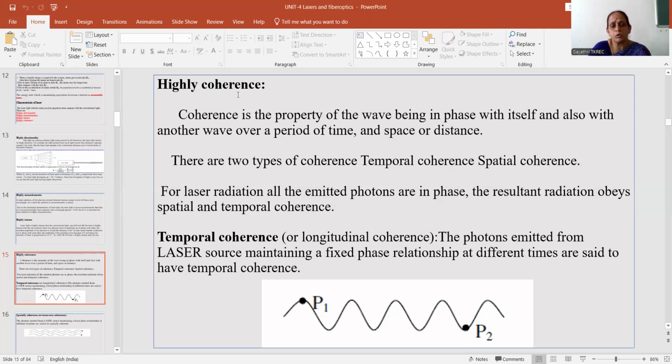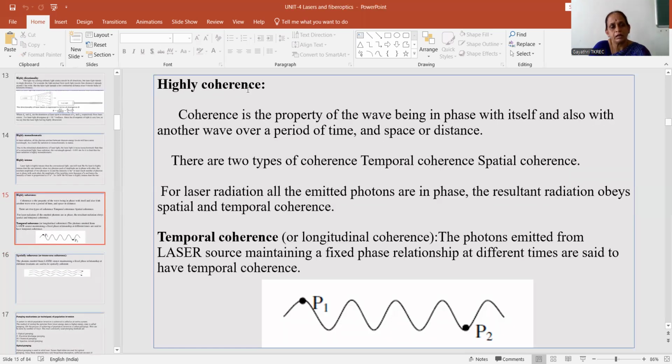In the case of temporal coherence, which is also called longitudinal coherence, we are considering a single wave which maintains a fixed phase relation between the laser source at different times, at two different points on the same wave. That is called temporal coherence. If you see, P1 and P2 are two points on the same wave, having the same phase relation at different times. Then it is called temporal coherence.